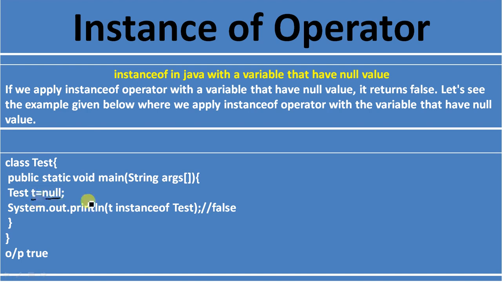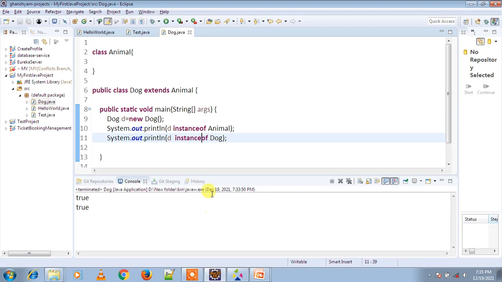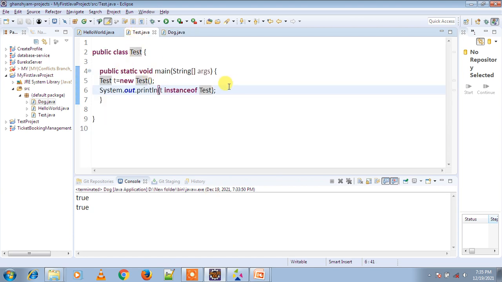If we apply t instanceof Test, it will always give false. Let me show you. So let's go to our Test class, and here we have created a Test class reference. Here we are passing null. Okay, then Control S and run this program, and you will get false.